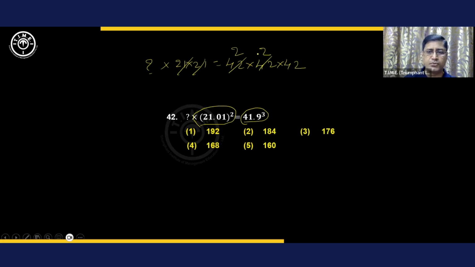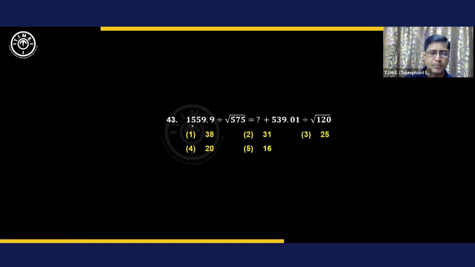2 into 2, that is 4. 4 times 42. 4 times 40, 160 plus 8, 168. The right choice, option number 4. Choice 4 is the correct answer. Now, look at the next example.